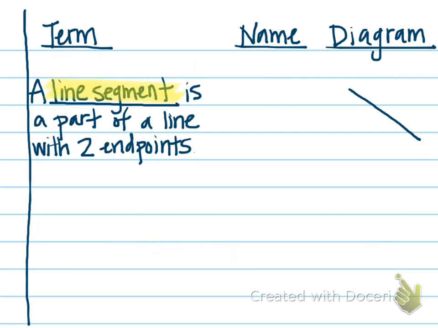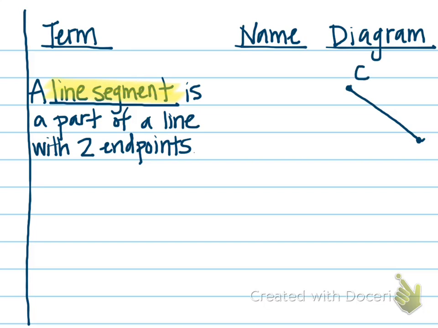A line segment is a part of a line. So imagine a long line that continues forever and ever, and we just cut out a little part of that. It has a definite length. You can measure how long it is, and it looks like it does in the diagram here. On each end are endpoints, and these are also labeled with capital letters, just like points are.